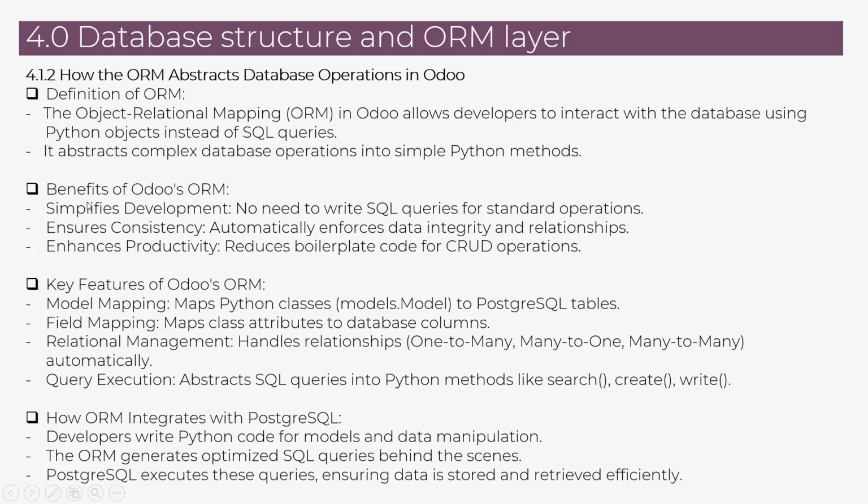Benefits of Odoo's ORM: it simplifies the development. No need to write SQL queries for standard operations. It ensures consistency, automatically enforces data integrity and relationships. It enhances productivity. So key features of the Odoo ORM: there's the model mapping, which maps Python classes through the models.model to PostgreSQL tables. Field mapping: it maps class attributes to database columns. We talked about these attributes. Relational management: it handles relationships one-to-many, many-to-one, many-to-many automatically.